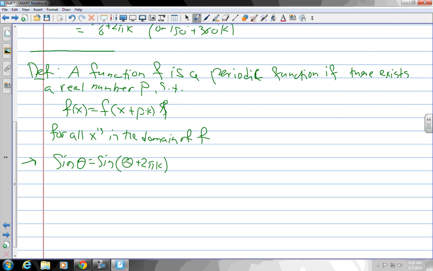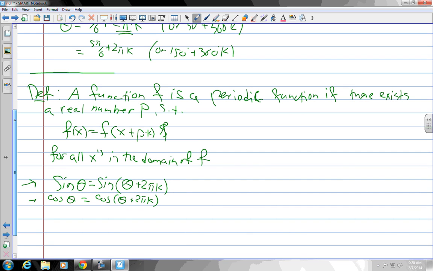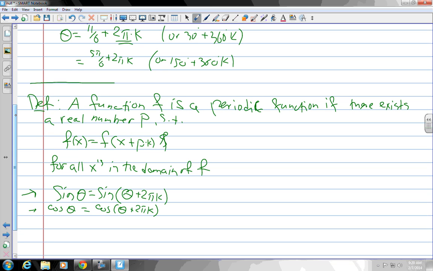But then cosine will do the same. Cosine theta will be the same as cosine theta plus 2 pi k. They're all going to be periodic, but not necessarily with a period of 2 pi. So the periods might change depending on the function. But these two will have periods of 2 pi. So let's try a few more of these equations.